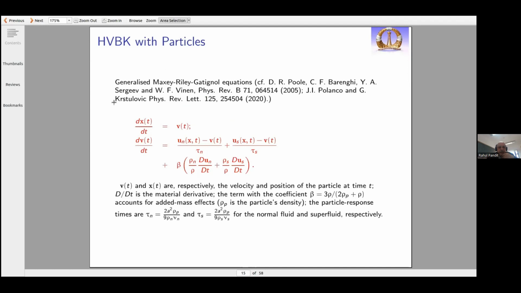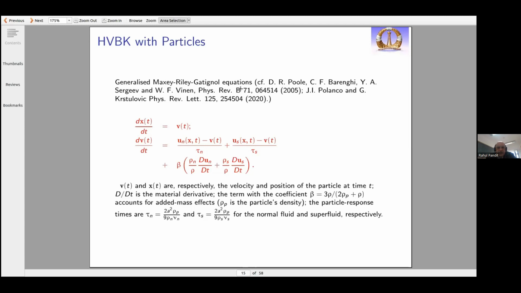Okay, now how do we put in the particles? Well, we put in the particles. Typically we will do heavy particles, but we'll also allow for light particles. So these are the Maxey-Riley-Gatignol equations, which you've seen several times in these lectures.